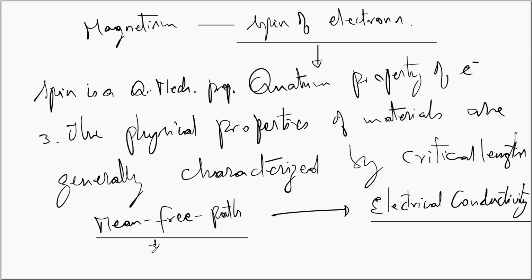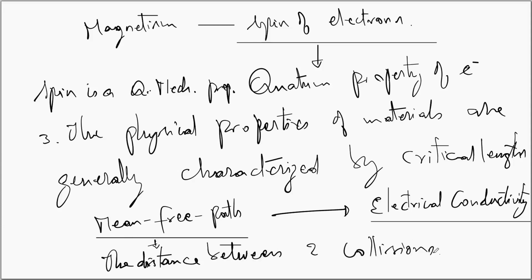It is the distance between two successive collisions. Generally, the mean free path will be in micrometers. Here we have a situation where the dimensions of the particle will be in nanometers, which is less than micrometers. So one of the dimensions of the material is smaller than the critical length. Because of this, nanomaterials exhibit properties that are different from the corresponding bulk materials.